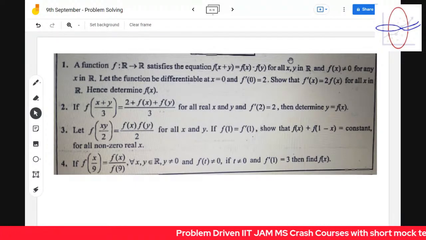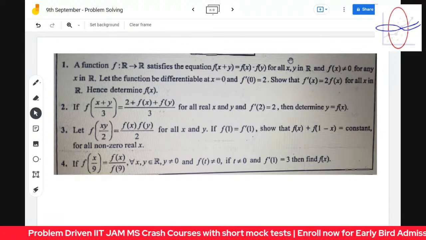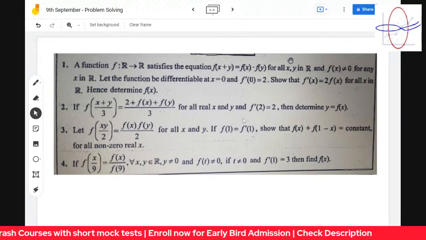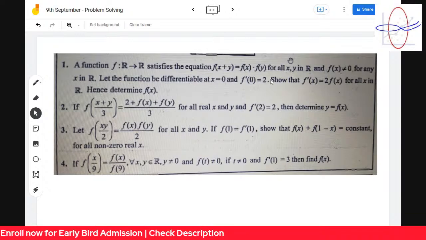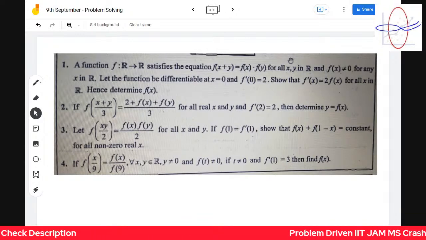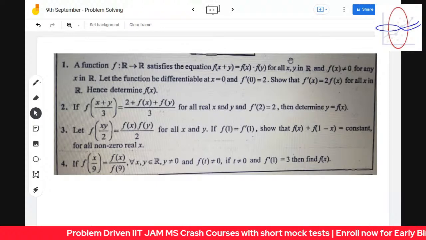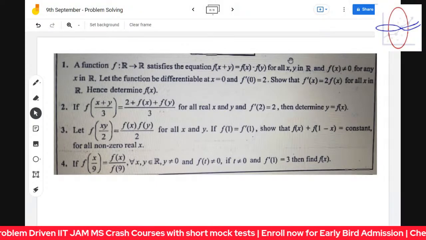In the first question, first I tried by putting y equal to 0. But then I thought that f of x is not equal to 0, so I thought that this would not be the case. I should try this. Okay. Fine. So the way to do it.